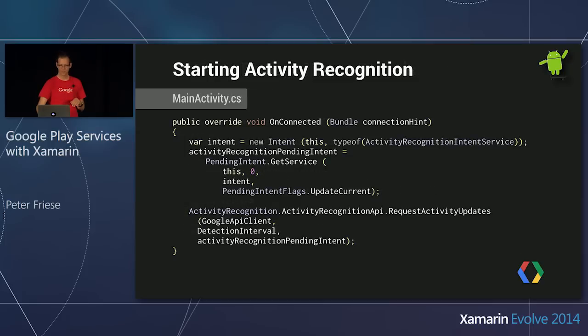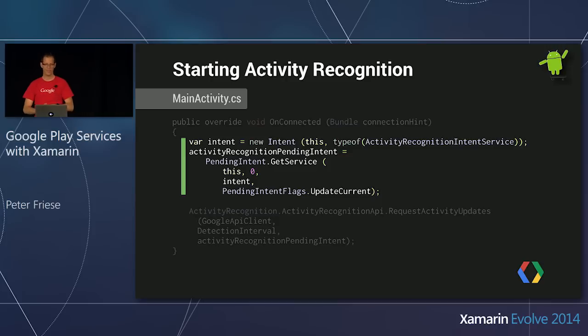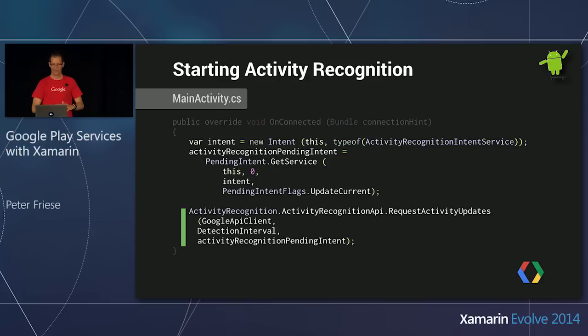And then we start the activity recognition by getting a pending intent, and then requesting activity updates. And the parameters we're sending in are our GoogleApiClient, then the detection interval. So for this demonstration, I use 100 seconds, which is very, very short, and you probably should have a much longer interval for using it for low-power background activity detection.